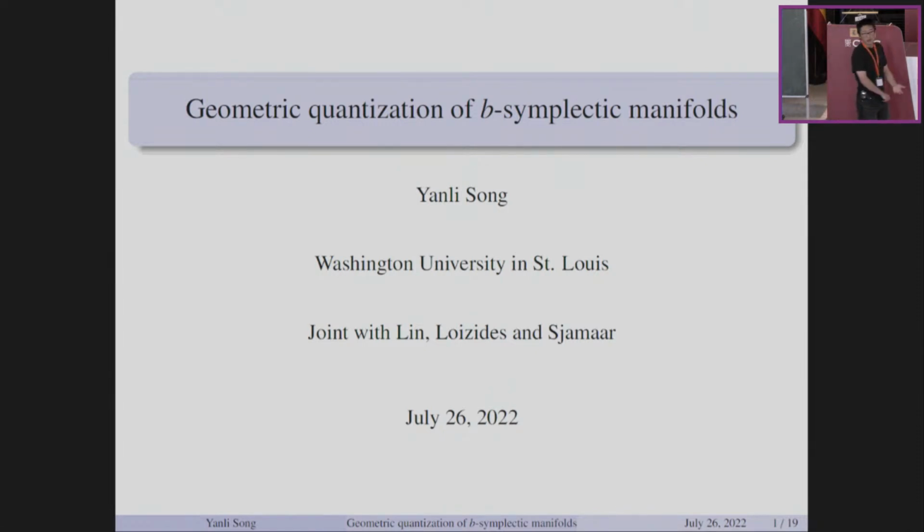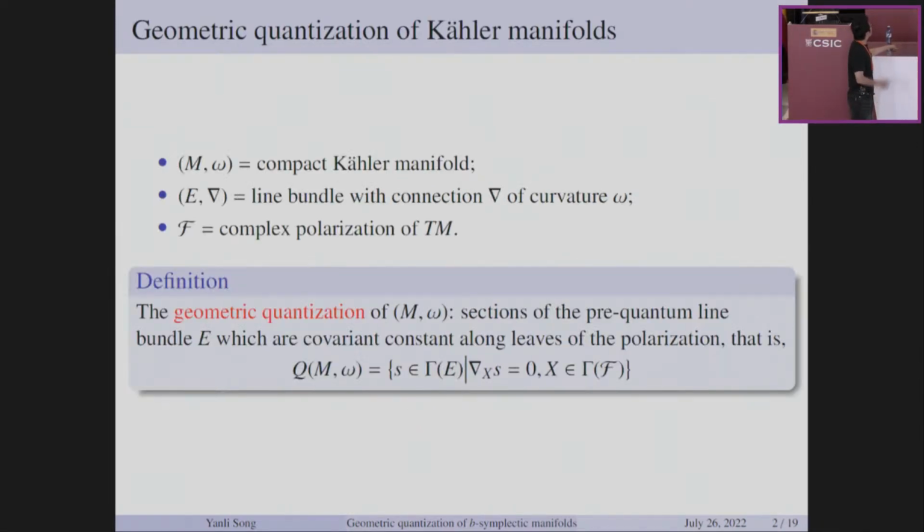To begin with, let's first go back to the starting point of the story. Suppose M is a Kähler manifold. This is the starting point of the quantization commutes with reduction theorem. M has a symplectic form omega, and suppose E is a line bundle with a connection such that the curvature of this line bundle is given by omega. In this case, we say E is a pre-quantum line bundle.